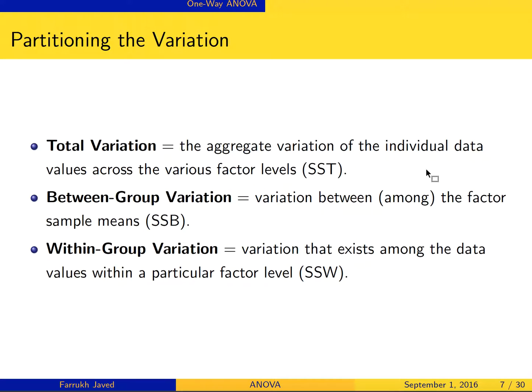Now we move on. Again, some more description. As I said before, the aggregate variation of the individual data values across various factor levels. Factors in the drug example are like three drugs, for instance. Between groups means variation among the factors, and within means variation among the data values. So now I have 100 patients. Those are my data values within a particular factor level: 100 patients, how they behave with respect to drug number 1, and then 100 patients, how they behave with respect to drug number 2, and so on.